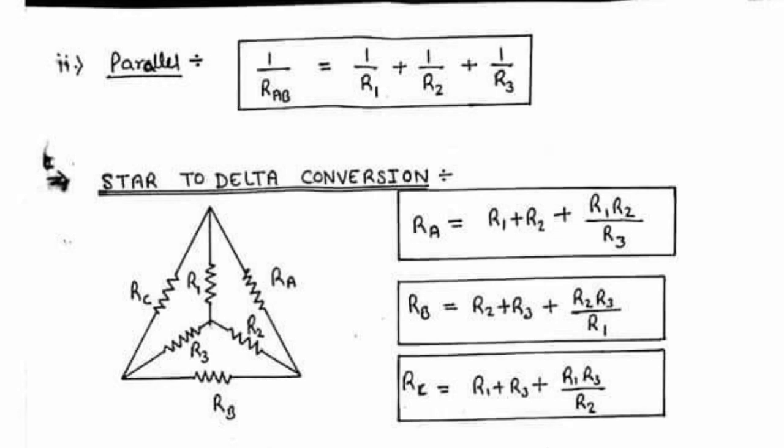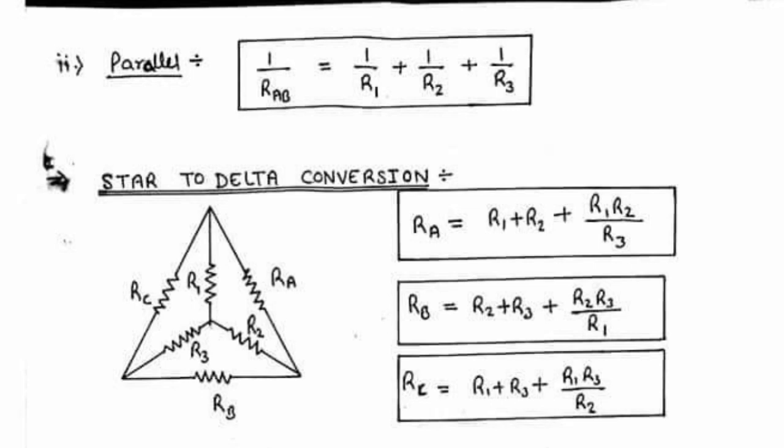Star to delta conversion. Based on star to delta conversion, what is the formula? If three resistances R1, R2, R3 are connected in star, then the equivalent delta resistance RA is given by RA equal to R1 plus R2 plus R1 R2 by R3, where R3 is the opposite resistance. For RA, R1 and R2 are the adjacent ones: the sum plus the product, divided by the opposite resistance R3. We have to remember the star delta conversion.